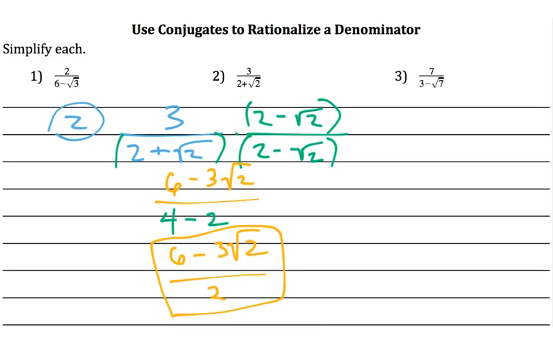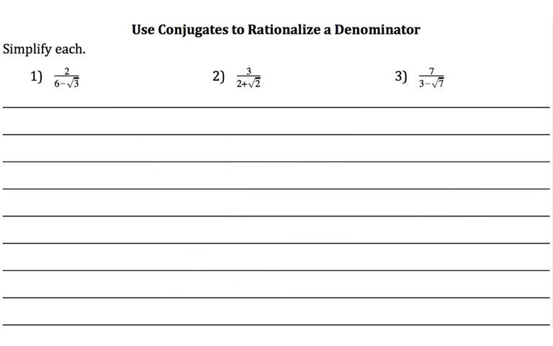Now, although you could cancel 6 and 2 out, you can't cancel 3 and 2 out. So maybe your book might say 3 minus 3 square root of 2 over 2. But I'm going to keep that all as one fraction because, in my opinion, I think that is more simplified. But it's debatable.